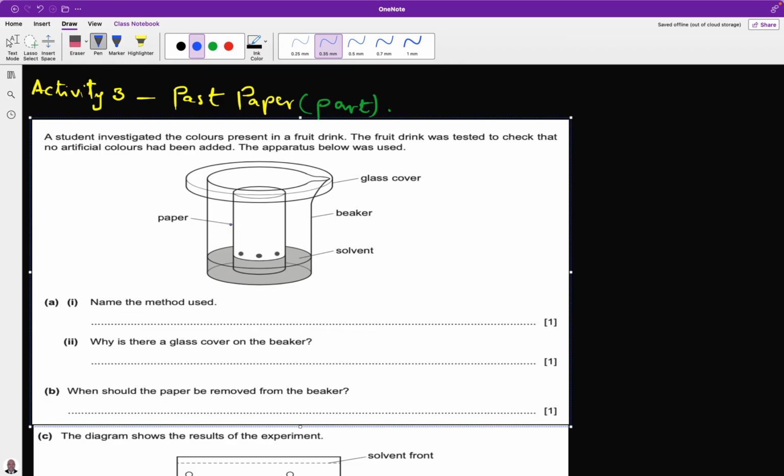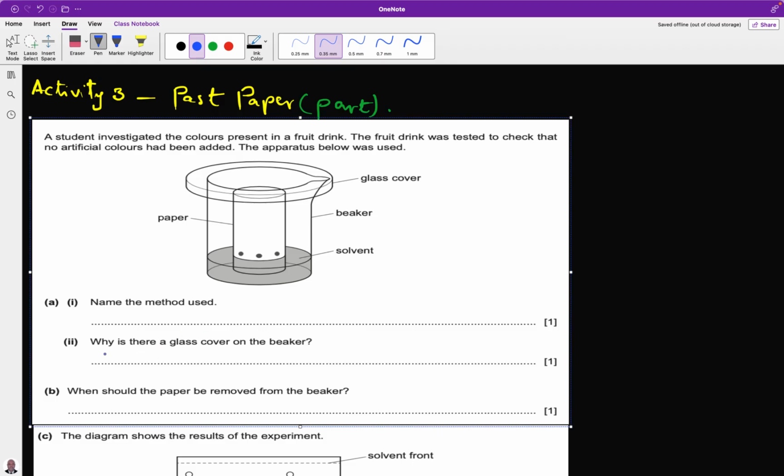You have the paper, the solvent, the beaker, and the glass cover. The glass cover, as I said the other time, is in case there is a volatile solvent, to cover it from evaporating. So name the method used. The separation technique used here is what we call the paper chromatography technique.